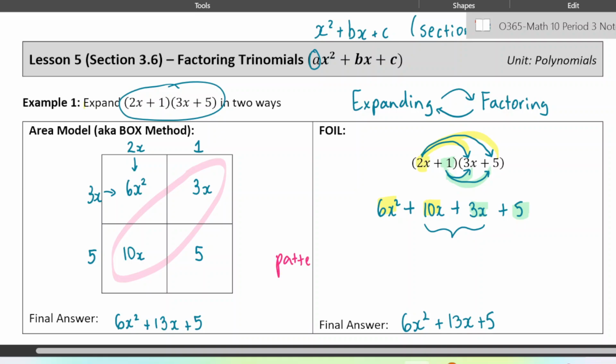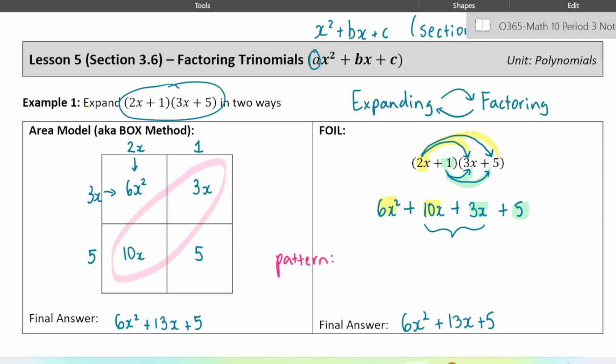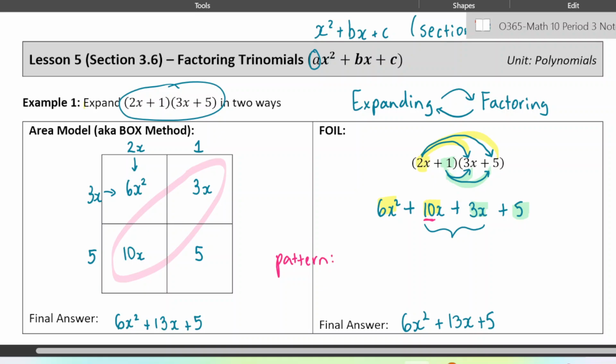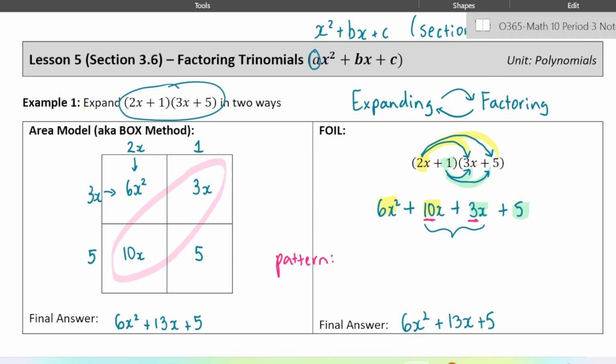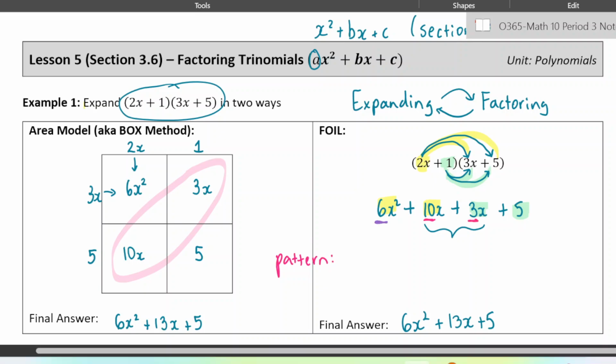Now there is a pattern here that I would like you to notice before we start our factoring. So I'm just going to write that down in the middle here. You can see it in both examples here. So here's the pattern. I want you to pay attention to the coefficients. The coefficients in the middle, and then the outer coefficients, 6 and 5. So 10 and 3, and then 6 and 5.